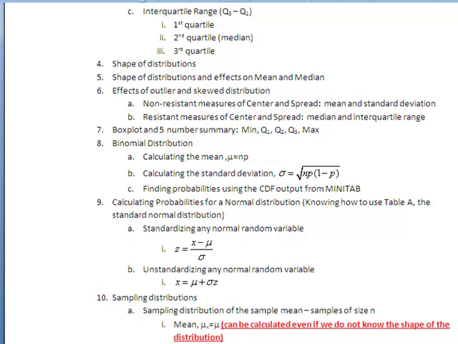Sampling distributions: know how to work with sampling distributions and what they are. So let's look at the sampling distribution of the sample mean of a specific sample size, n.